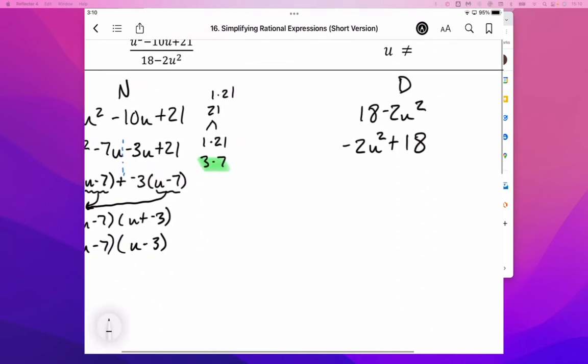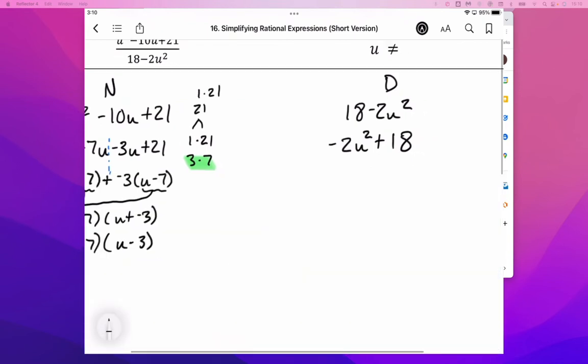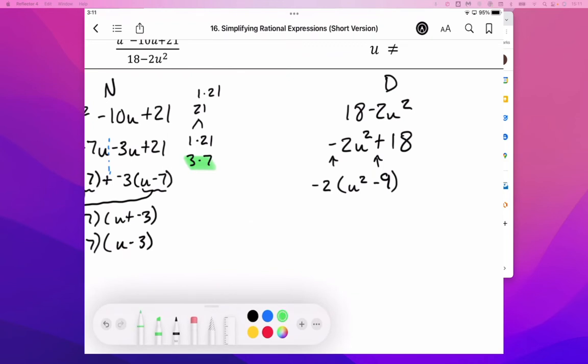Looking at our denominator, is there a number we could take out? Yes, there is. And I want to be creative with what I do here, because this looks like it could possibly be a difference of squares. And so I'm going to notice that that is a plus sign, and I would prefer that to be a minus sign. And that is a minus sign, and I would prefer it to be a plus sign. So I'm going to factor out a negative 2 and see what happens. So by factoring out a negative 2, what we're left with on the inside of the parentheses there is u squared minus 9.